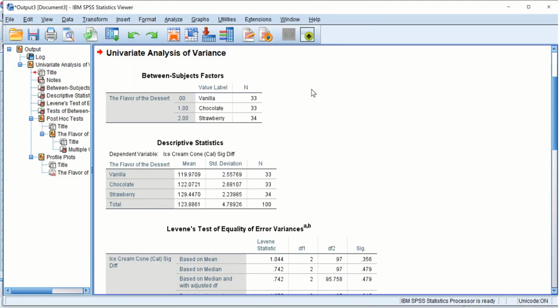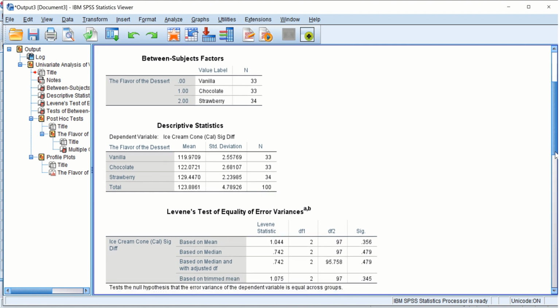So now, here are our results. As you can see, our Ns are different in the sense that two of them are the same, and for strawberry it's different, only by one, so that's not going to be an issue. Another thing you want to look at is the means. You can see that vanilla has the least amount of ice cream cone calories, while strawberry has the most. But the standard deviations are pretty similar, so that's a good thing.